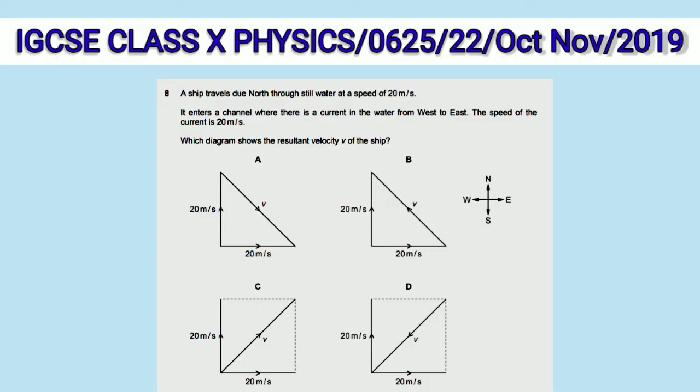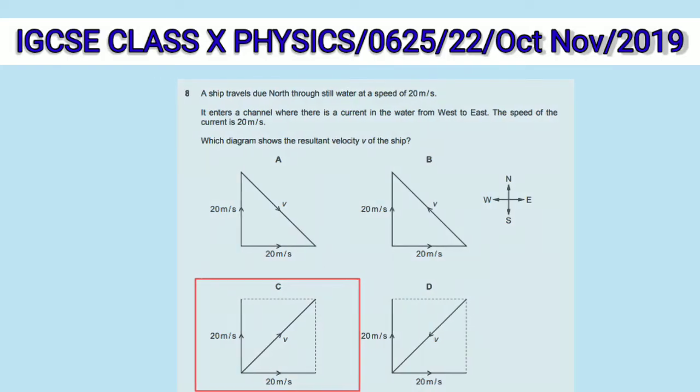A ship travels due north through still water at a speed of 20 meter per second. It enters a channel where there is a current in the water from west to east. The speed of the current is 20 meter per second. Which diagram shows the resultant velocity v of the ship? We will use the parallelogram rule to find the resultant vector. So the correct answer here is option C, which gives the resultant velocity of the ship along the diagonal of the parallelogram.